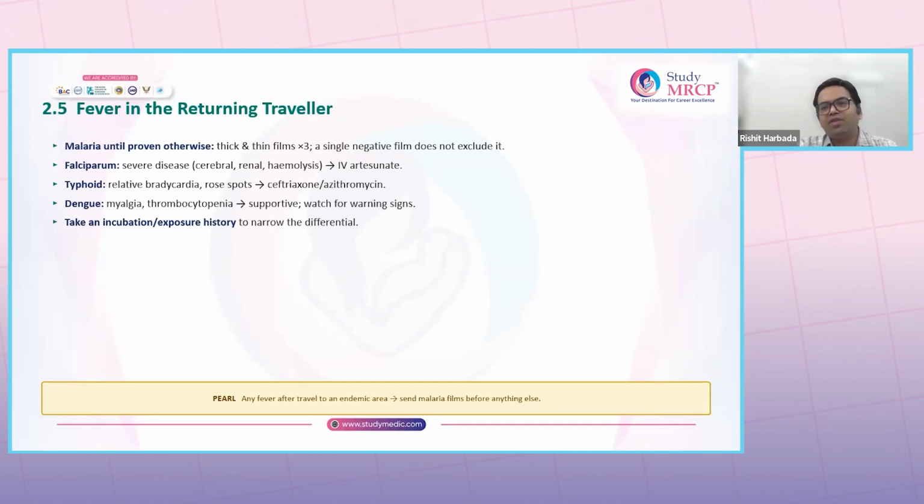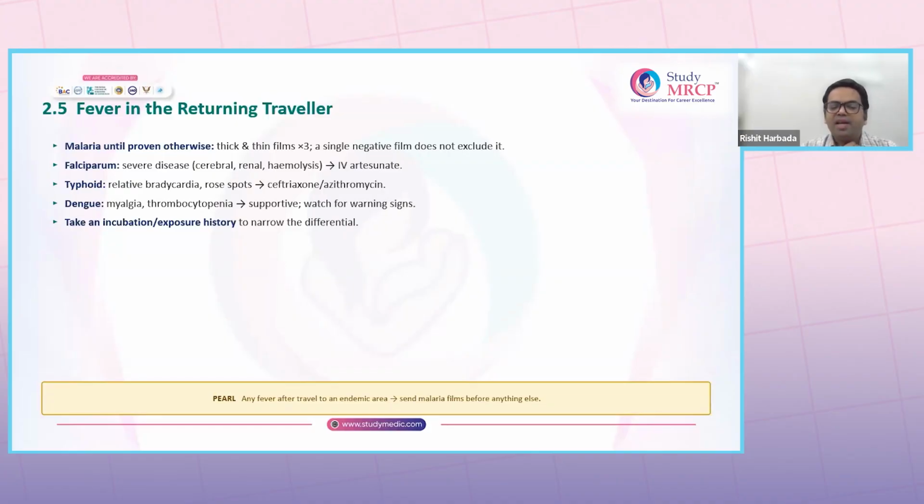Any fever in a traveling person, always keep malaria very high on the list. Even if one peripheral smear is negative for malaria, it does not exclude it, which is very, very important. You have to do at least 3 tests for malaria, 12 hours apart, along with an antigen test. If everything is negative, then we exclude malaria. So 3 thick and thin films with antigen tests, you have to do in the case of malaria.